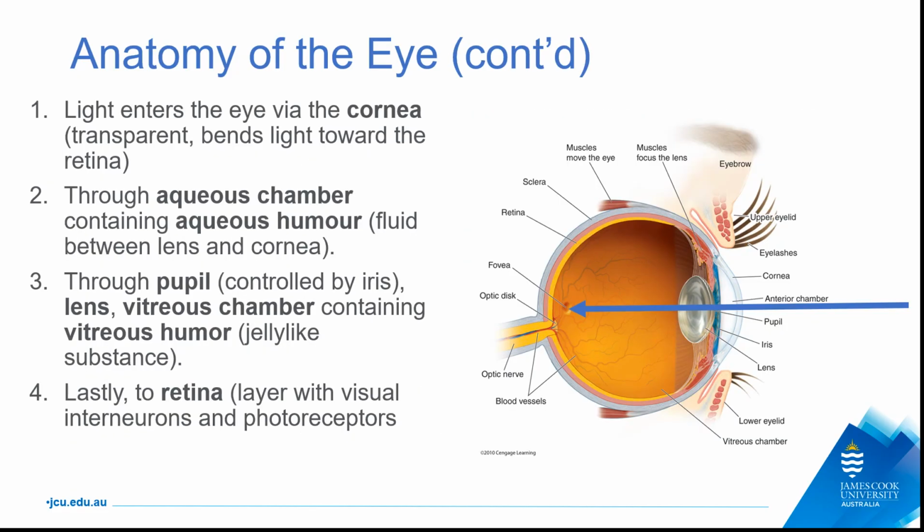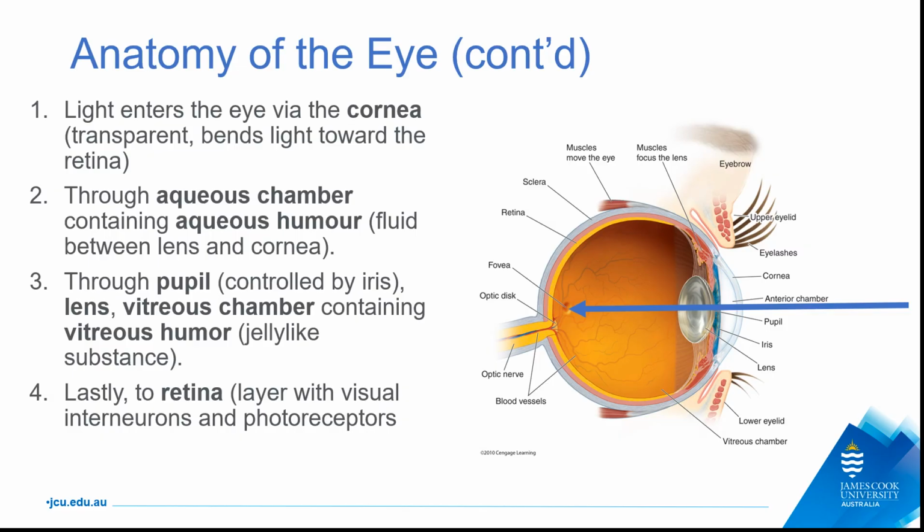So, anatomy of the eye continued. The first part that interacts with light is the cornea, the outer transparent covering protecting our eye. And it bends the light towards the retina, very important. So if it cannot do this properly, we get astigmatism.